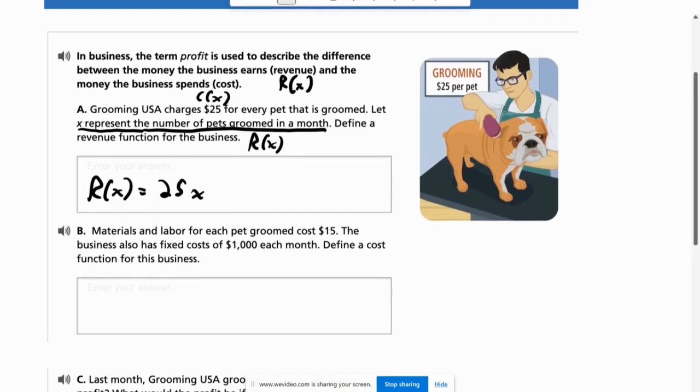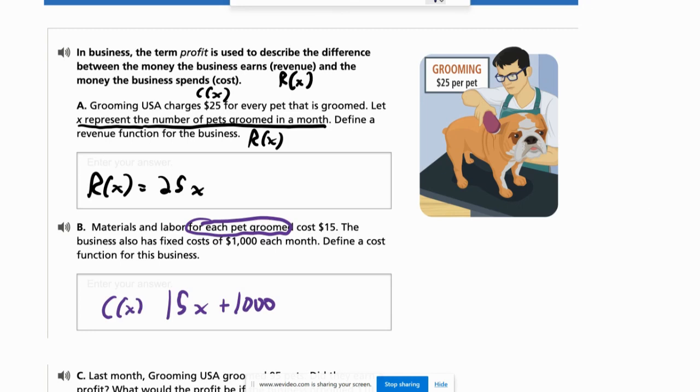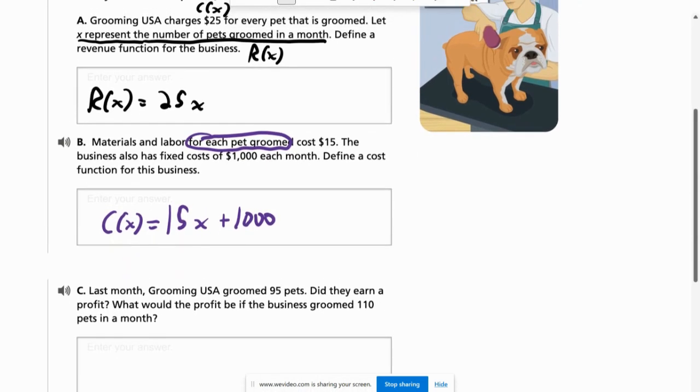Then it says materials and labor for each pet groomed cost $15. That means we're spending 15x on materials and labor, but we're also spending a fixed cost of $1,000. So C of X is going to be the cost function. This is a cost per month. Now, both of these equations represent a month, but that's okay. We could multiply them by the number of months if we wanted to with another composing of functions, but we'll keep this simple.